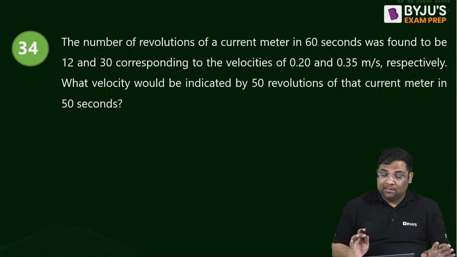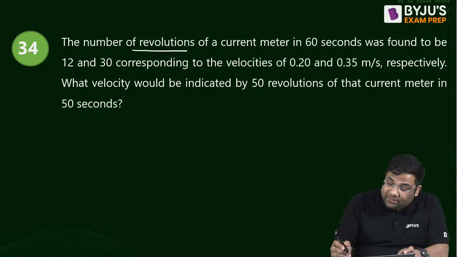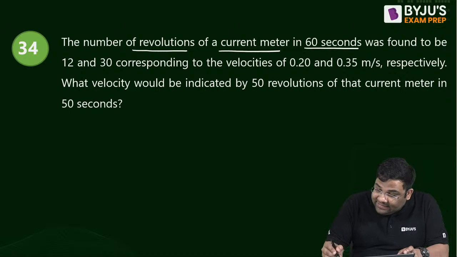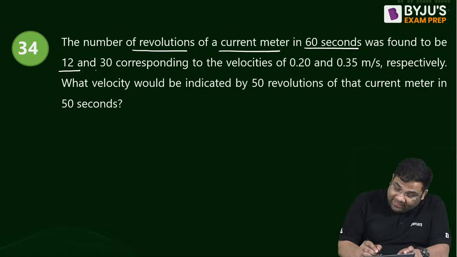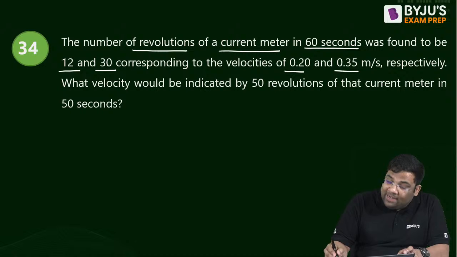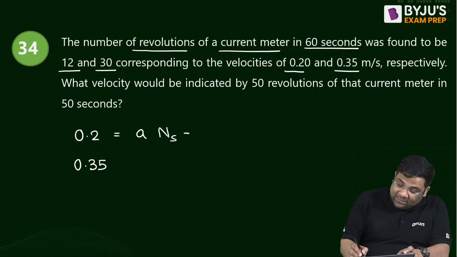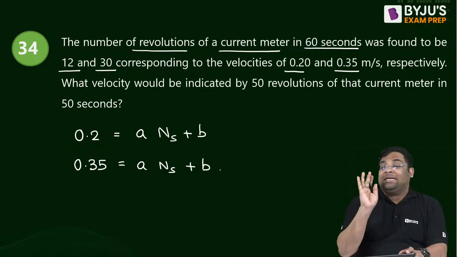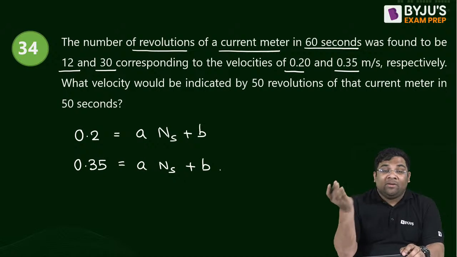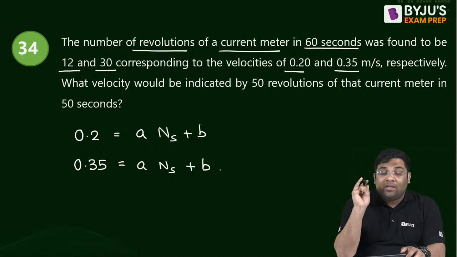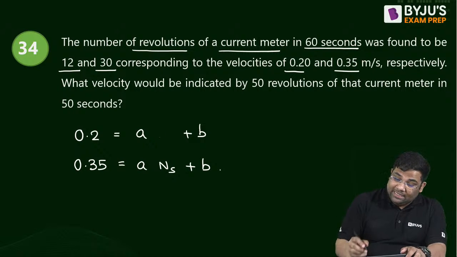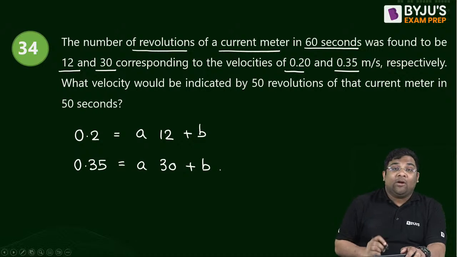Now they have given some data. The number of revolutions for a current meter in 60 seconds was found to be 12 and 30 for velocity of 0.2 and 0.35. So two velocities are given, 0.2 and 0.35. Now this will be a into ns plus b. This also will be a into ns plus b. Now a and b for a current meter will be the same, but the number of revolutions will be different because velocities are different. The first case is 12, and the second case is 30. From here you can find out a and b.